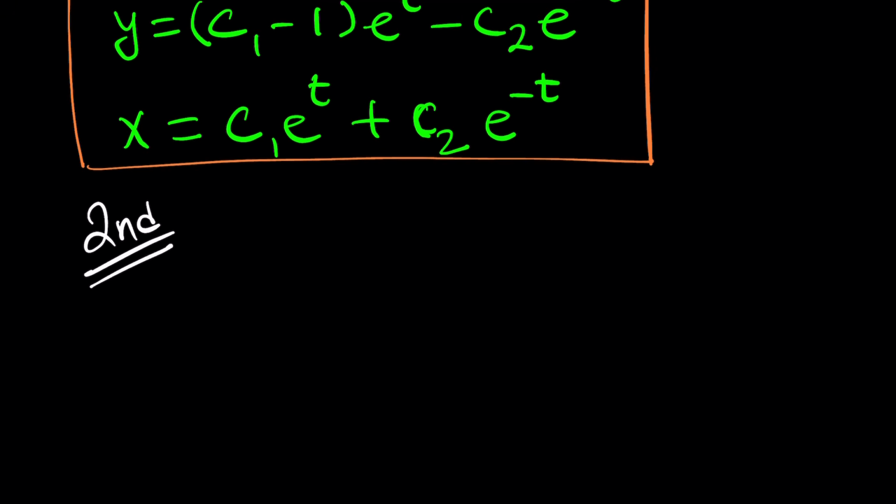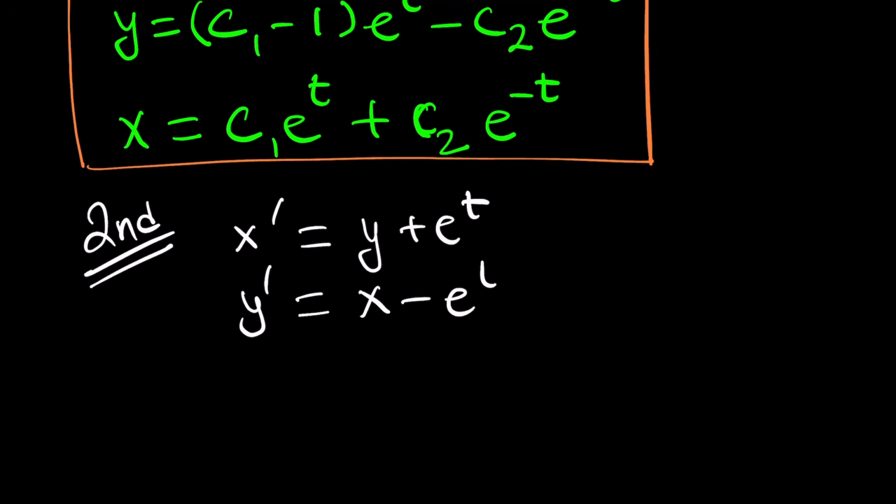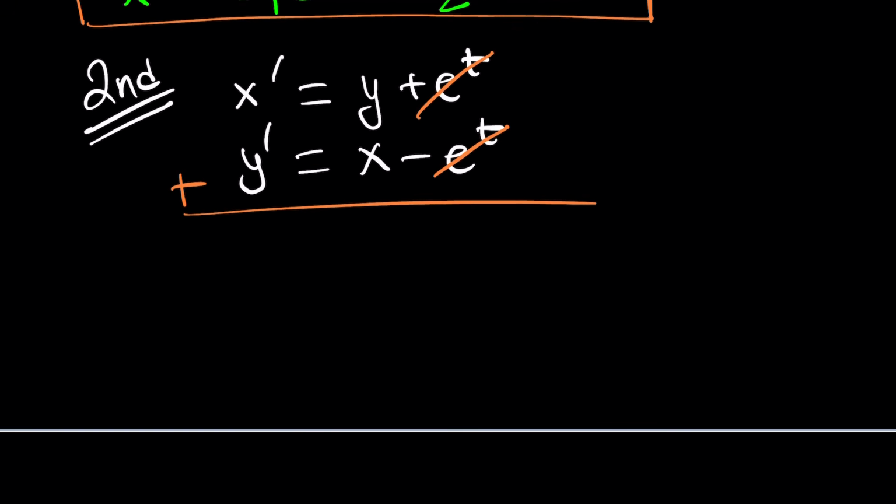For the second method, I'm going to write down the system one more time. We have x prime equals y plus e to the t, and y prime equals x minus e to the t. Have you noticed, I hope you did, if you add these equations, e to the t will cancel out. It'll disappear, and that's a good thing. Why? Because when you get rid of e to the t, you will only end up with x and y and their derivatives, but best of all, you're going to get the same type of structure. Take a look at this. You have x plus y and x prime plus y prime.